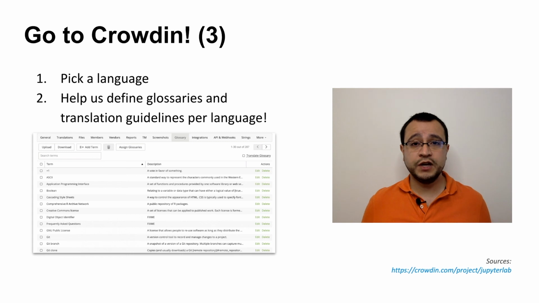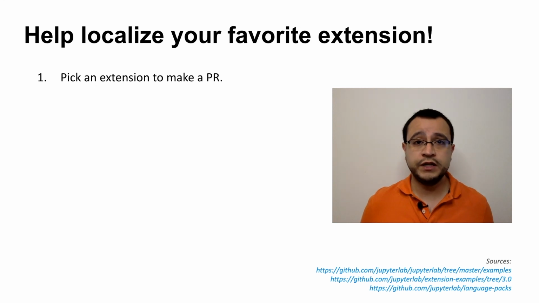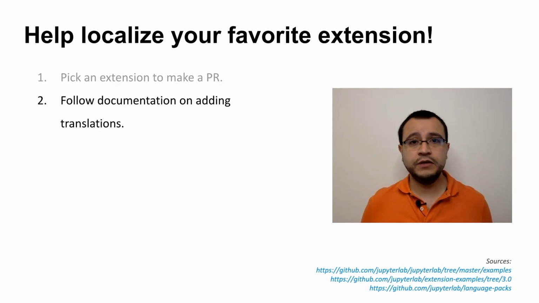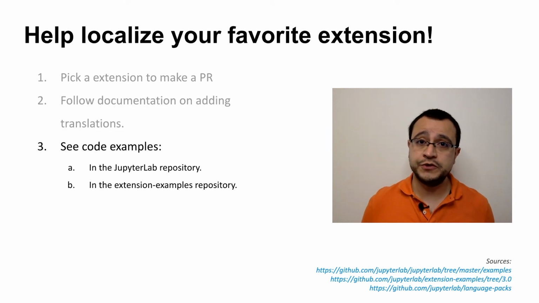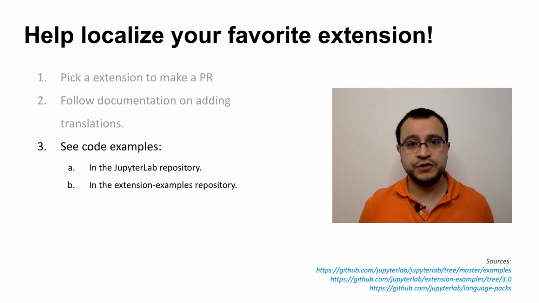On top of this, you can also help localize your favorite third-party extensions. To do this, you first need to open a pull request by reading the documentation on how to do this, and more importantly, by looking at code examples in the JupyterLab repository examples directory, as well as the extension examples repository. These two are invaluable sources in understanding how to globalize your extensions.